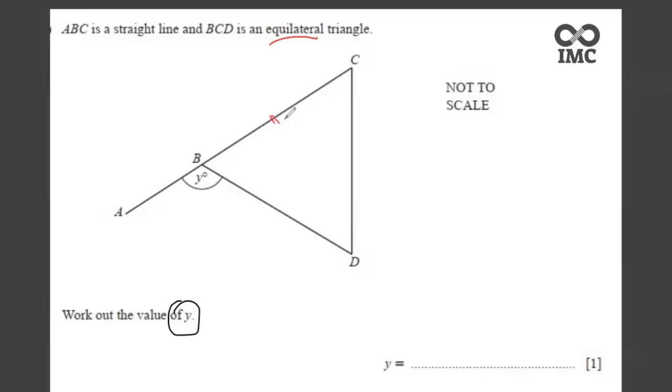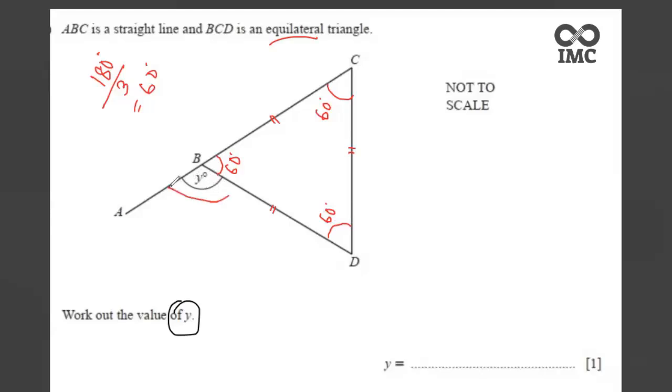That means BC equal to CD equal to BD. These three lines must be equal. And all interior angles must be 60 degrees. This one 60, this one 60, this one 60. Why? Because if all angles are equal, then we can say it will be 180 by 3, that will be 60.